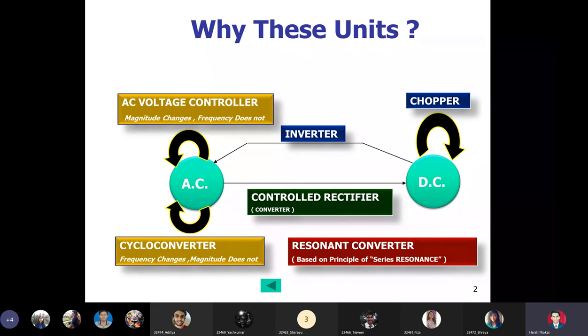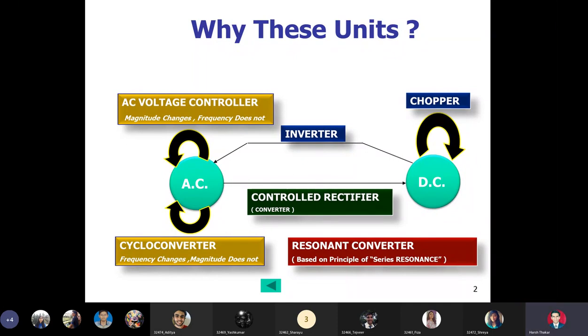If we convert AC energy into AC energy, but do not change the input frequency, but change just the RMS value, then it is called as AC voltage controller or also known as AC regulator. If I convert AC energy into AC energy, but I do not change the magnitude or RMS value, but I change the input frequency, then it is called as a cycloconverter.